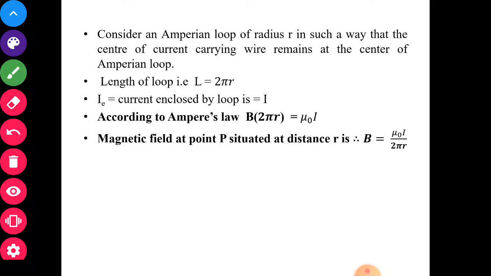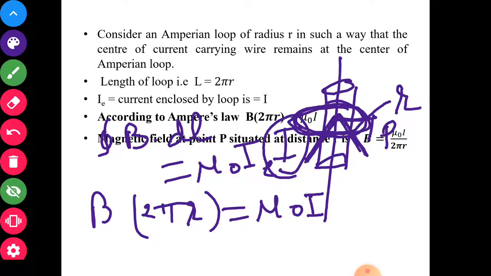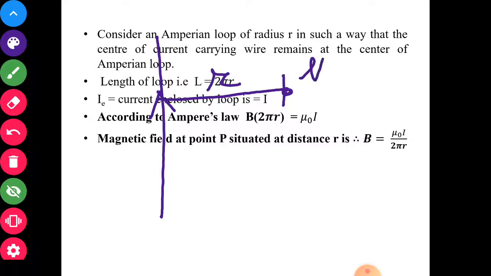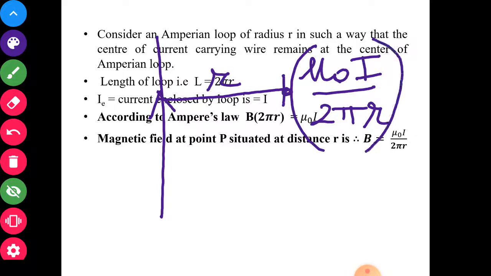So the current carrying conductor of infinite length is producing a magnetic field of value mu 0 I upon 2 pi R at this point. We can consider it this way: if you have this current carrying conductor and you want to find the magnetic field at distance r, then its value here is mu 0 I upon 2 pi r.